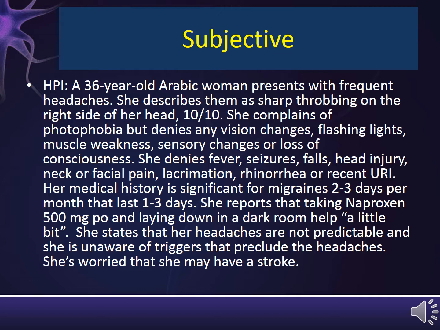Her medical history is significant for migraines 2 to 3 times per month that last 1 to 3 days. She reports that taking naproxen 500 milligrams by mouth and lying down in a dark room help a little bit. She states that her headaches are not predictable and she is unaware of triggers that precede the headaches. She's worried that she may be having a stroke.